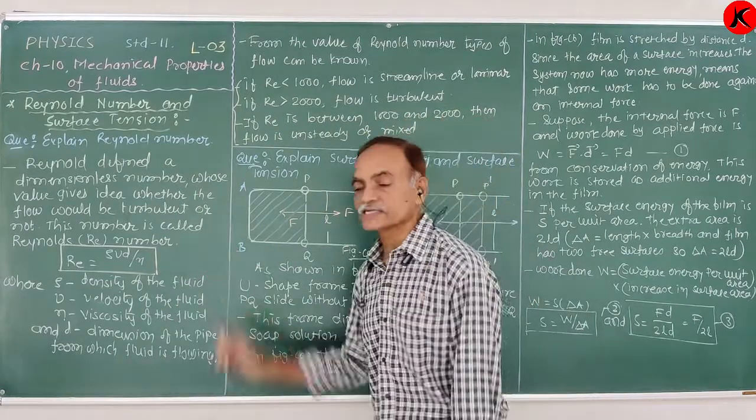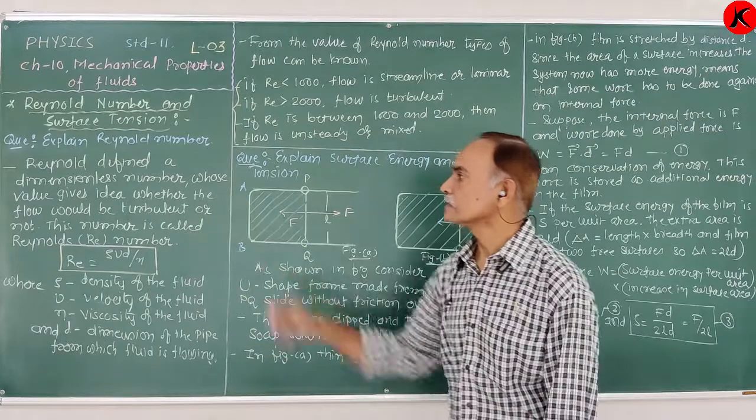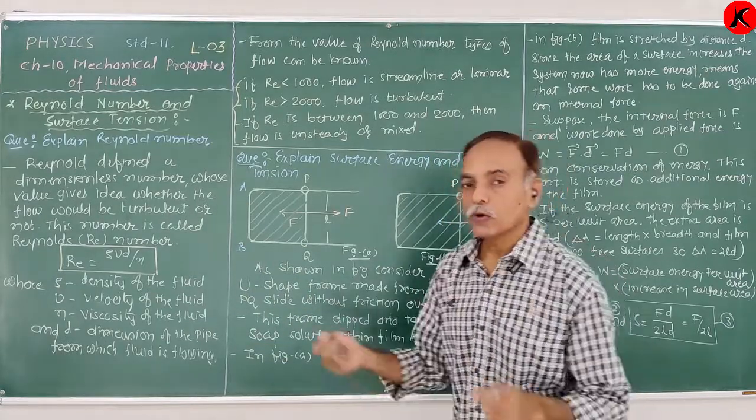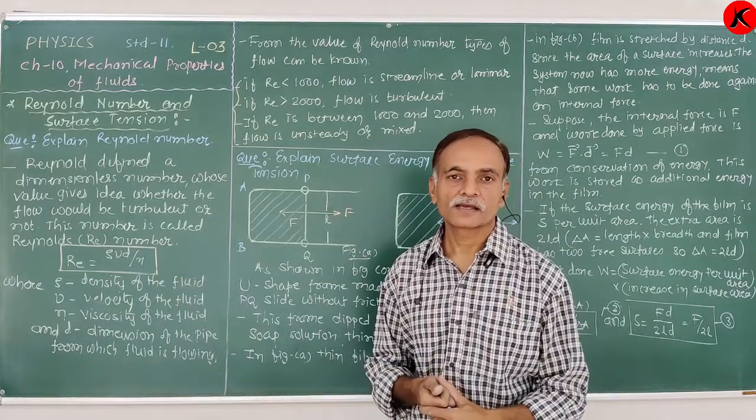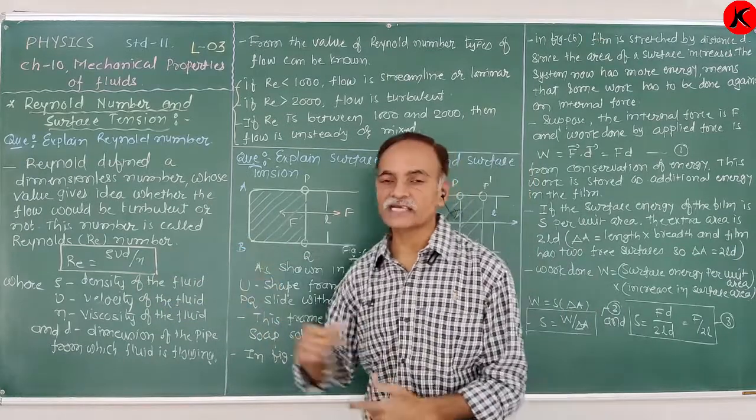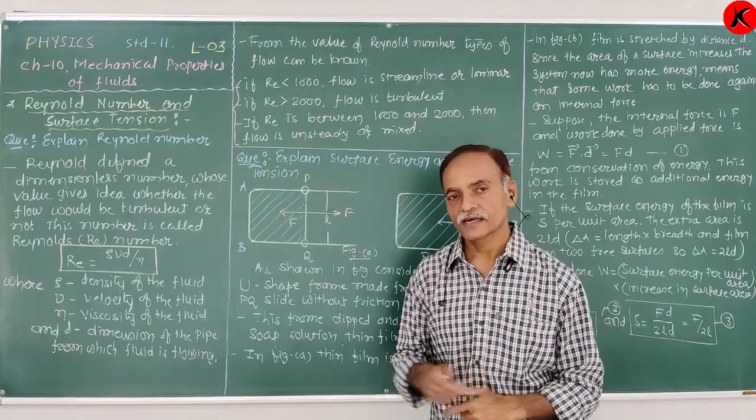Reynolds number is a dimensionless quantity. From the value of the Reynolds number, we get the idea whether the flow is turbulent or not. And this number is known as the Reynolds number, and the Reynolds number is defined as RE is equal to rho Vd upon n. Clear this?